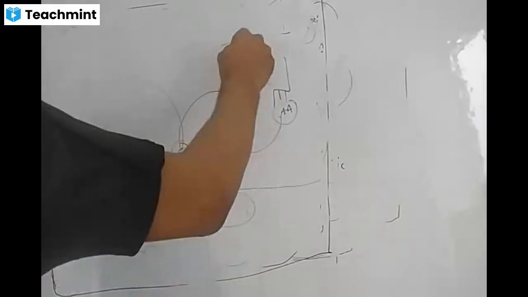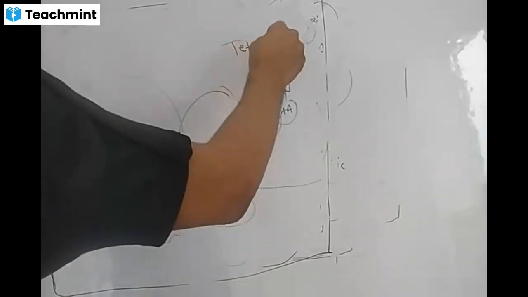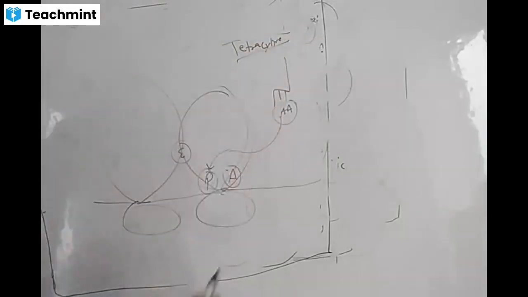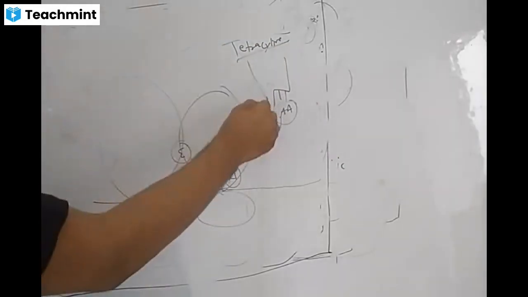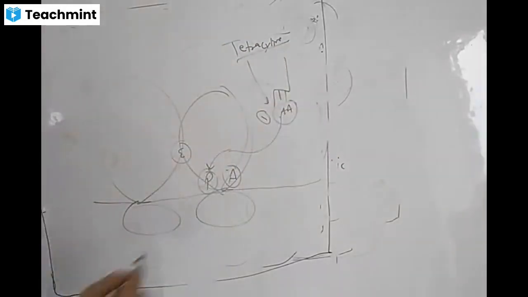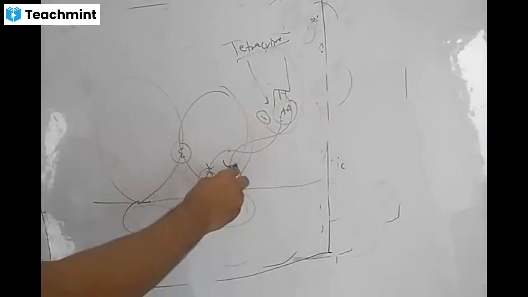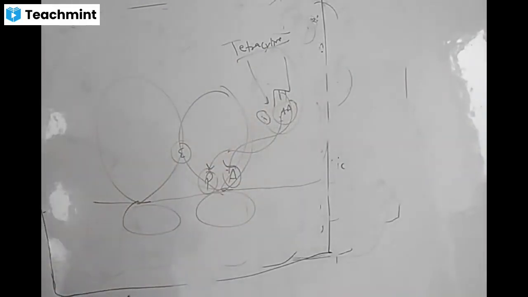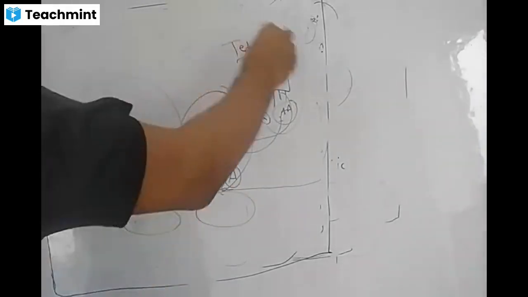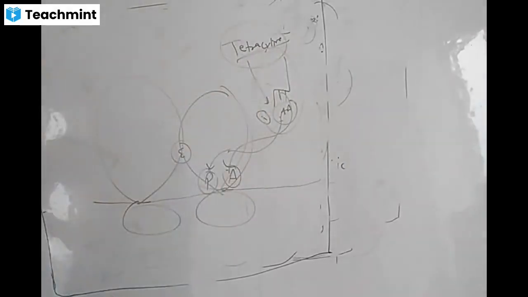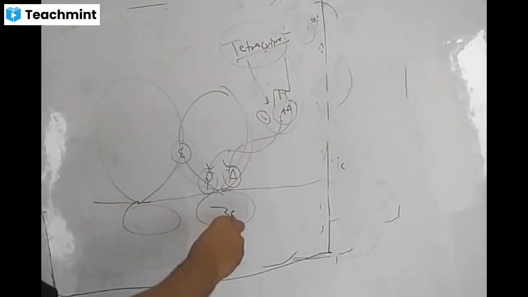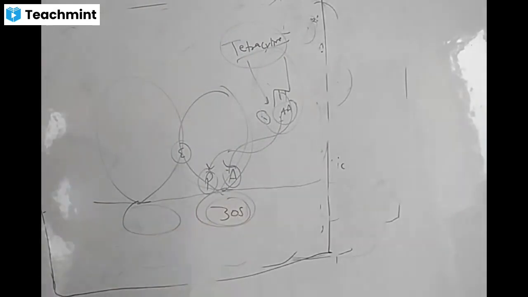So there is one group of drug, tetracycline. Tetracycline inhibits this incoming tRNA or charged tRNA from taking the amino acid at the initiation site. So it inhibits initiation, that is at 30S subunit.